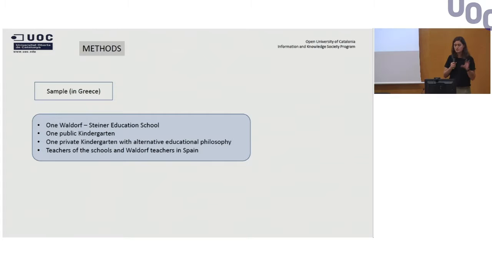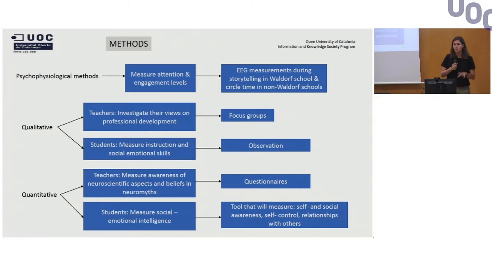We're going to have a mix of methods for this. One of them I'm intending to use is to measure the EEG signals in the schools, and then qualitative and quantitative focus groups, observational questionnaires. This is all about getting to understand what's happening now and what things we need to change.